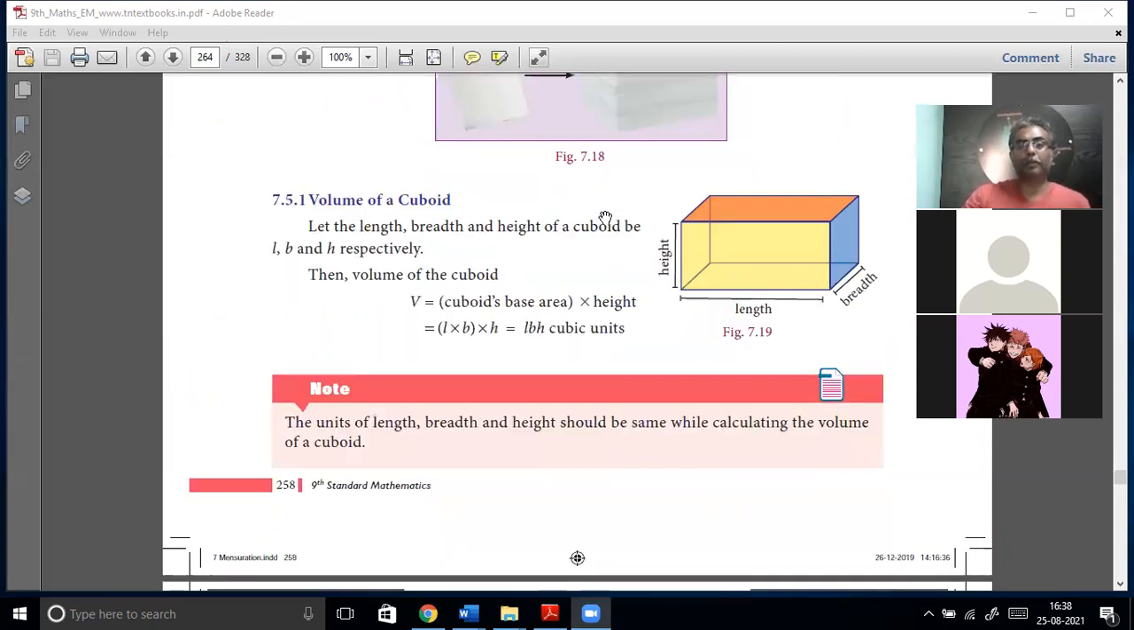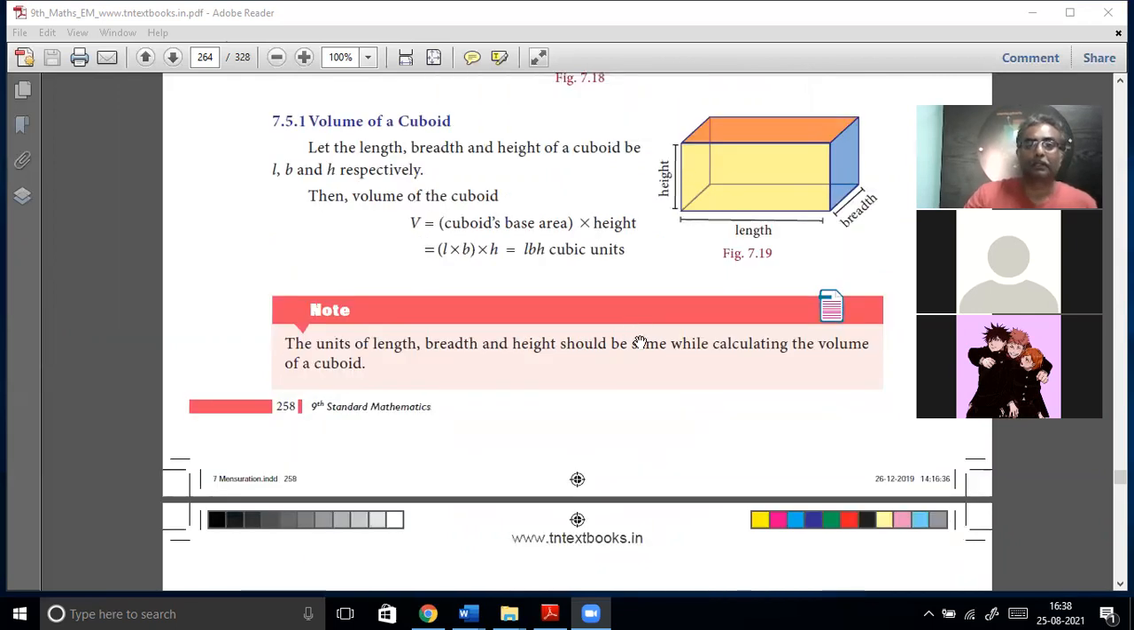What is the volume of a cuboid? Very simple. L into B into H. That's all. Cuboid's base area is L into B. Height is H. But important thing, the units of the length, breadth and height should be the same.